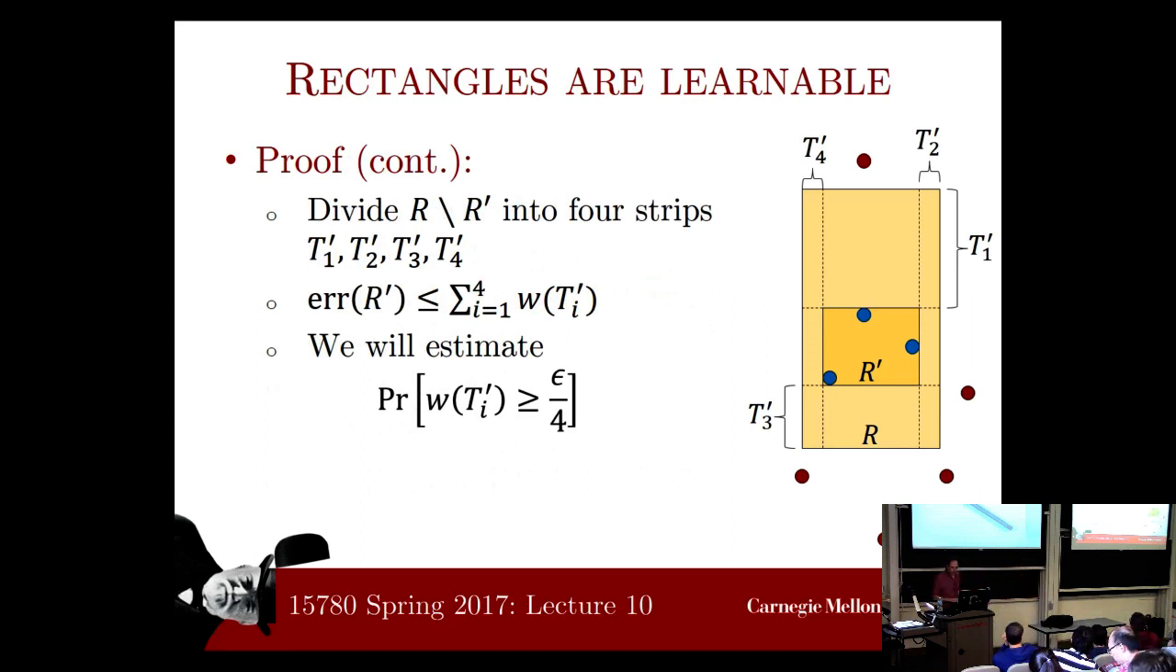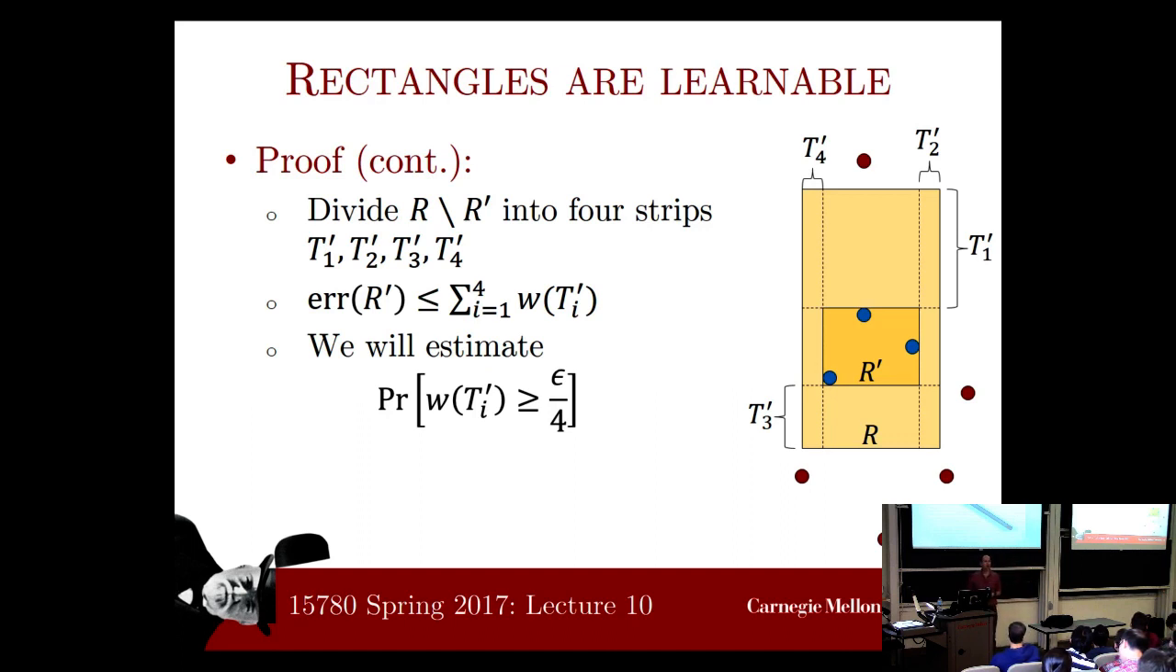Okay, so next, we're only interested in R minus R prime. Let's focus on this region. I'm going to divide it into 4 strips, T1 prime to T4 prime, where T1 prime is the strip between the top of R and the top of R prime. T3 prime is the region between the bottom of R and the bottom of R prime, and then you have one to the right and one to the left. So these are the 4 strips, T1 prime, T2 prime, T3 prime, and T4 prime.